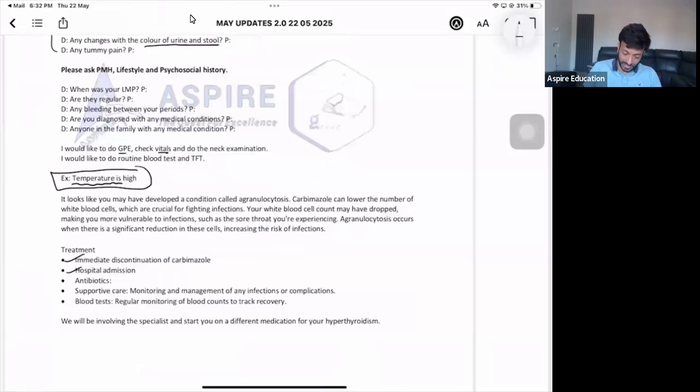Hospital admission should be there, and we may be able to start the patients on antibiotics, right? So monitoring and management for any infections or complications, and obviously regular blood tests that have to be done. Now the problem is the patient has got this.